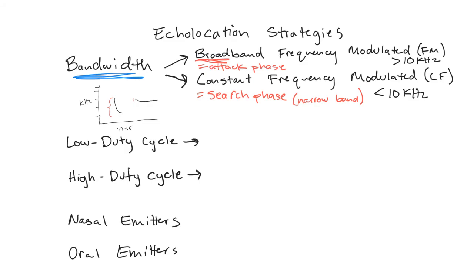Okay, there's also two strategies. There's the low duty cycle. So let's say there's 1 second where a bat or a dolphin is making a sound and then interpreting the echo. Okay, in a low duty cycle, they'll use less than 10% for making the sound.